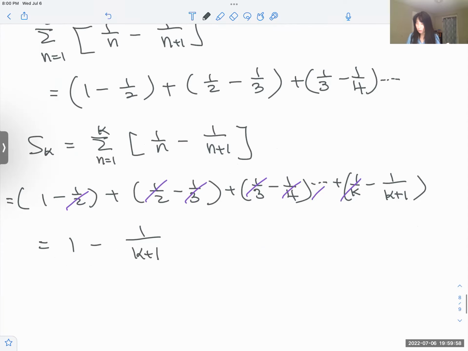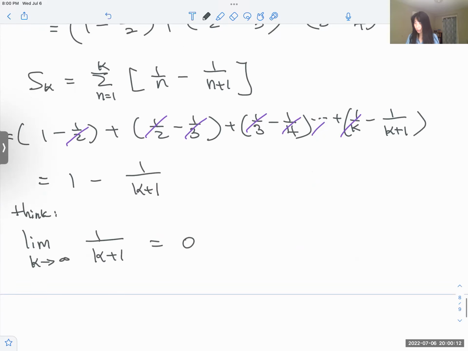Okay, now let's take the limit. What do you get? So it's 0, right? So we get 1. So it converges. So we had earlier, when we talked about the partial sum, that the partial sum converges to 1. So the whole series converges, right? Make sense?